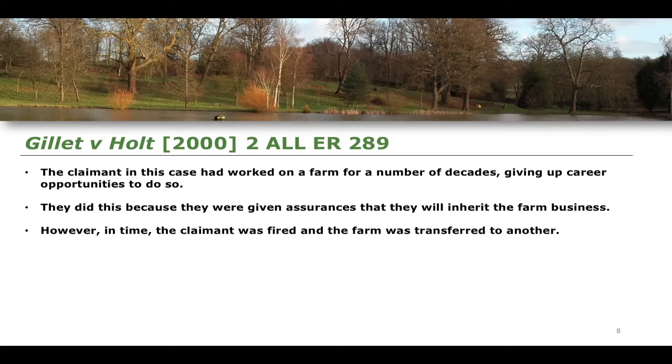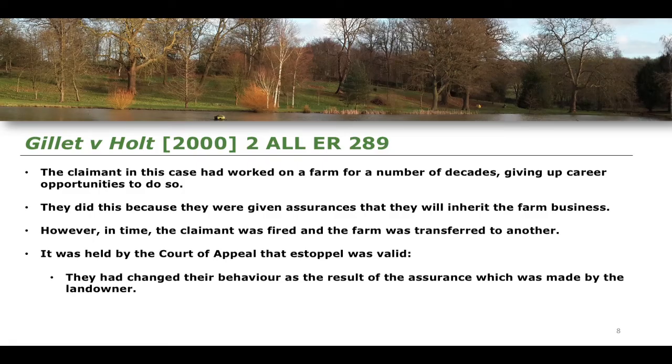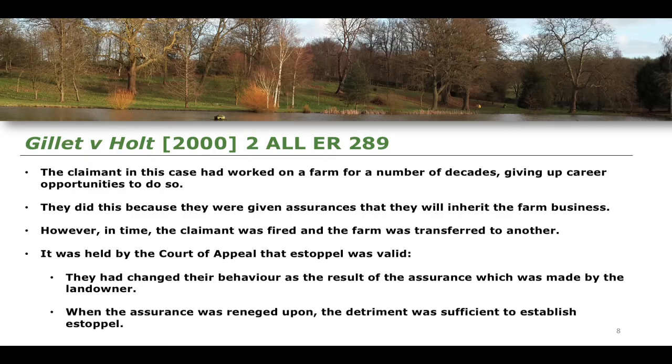In time, however, the claimant would actually just be fired, and the farm would in fact be transferred onto another individual. So they had given up some career opportunities on the basis of this assurance. This assurance is then revoked, they are fired, and the farm is therefore transferred to another. The claimant then goes on to try and argue for the issuance of an estoppel, and the Court of Appeal agree. They say estoppel is valid in this circumstance because they had changed their behaviour as a result of the assurance. Their behaviour would have been giving up their career opportunities to do so, and so they had lost out when the claimant is then fired by the defendant, and then the assurance is revoked. And so the result of which is, when the assurance is reneged upon, the detriment was sufficient to establish a case of proprietary estoppel.